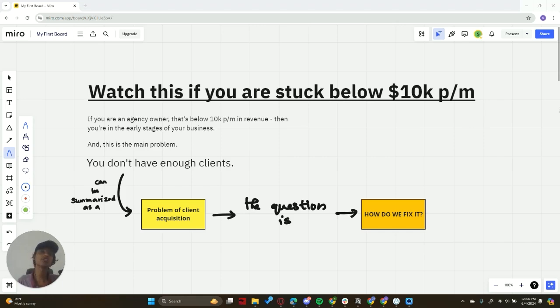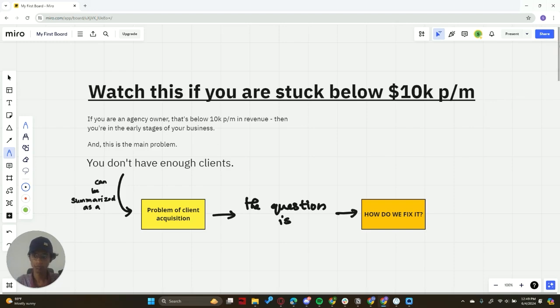Now, if you're charging only $250 per month or like $500 per month for your services, then that means that to hit 10K per month, you need 20 to 40 customers, which is like a lot, right? Now, when it comes to you not having enough clients, that situation can be summarized as a problem of client acquisition. The question is, how do we fix it, right?